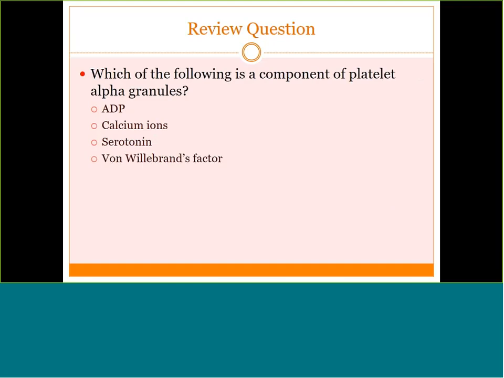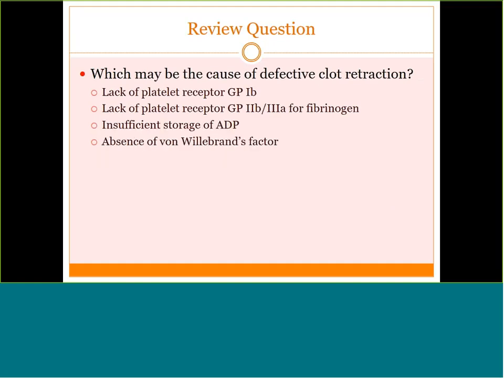Which of the following is a component of platelet alpha granules? And out of these choices, it would be von Willebrand factor, because remember, ADP, calcium, and serotonin are the ones in the dense granules. Which may be the cause of defective clot retraction? And this would be that receptor for fibrinogen, which is glycoprotein 2B3A, so the second choice there.